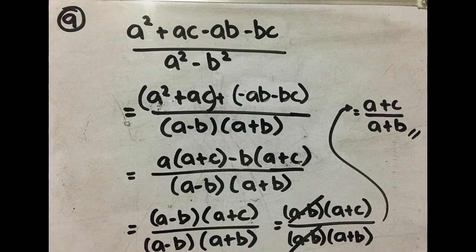Now, we will take the common term a in a squared plus ac, put it outside the parentheses, and then it becomes a times a plus c minus, let's take out the b, so we have a plus c remaining in the parentheses. Now we have similar terms, so we have to cancel out a minus b and a minus b. We are left with a plus c over a plus b. That's our final answer.